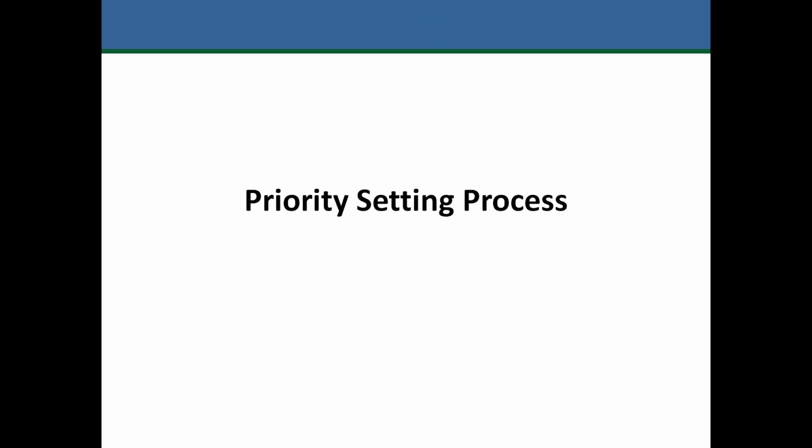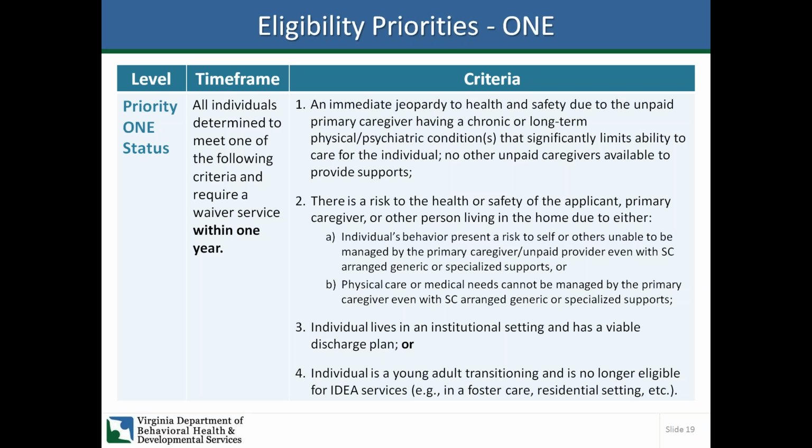All right, let's go over to priority setting process. This slide shows the criteria for an individual to be priority 1. So basically, the individuals who are to be priority 1 need to have a need for waiver service within the next year.